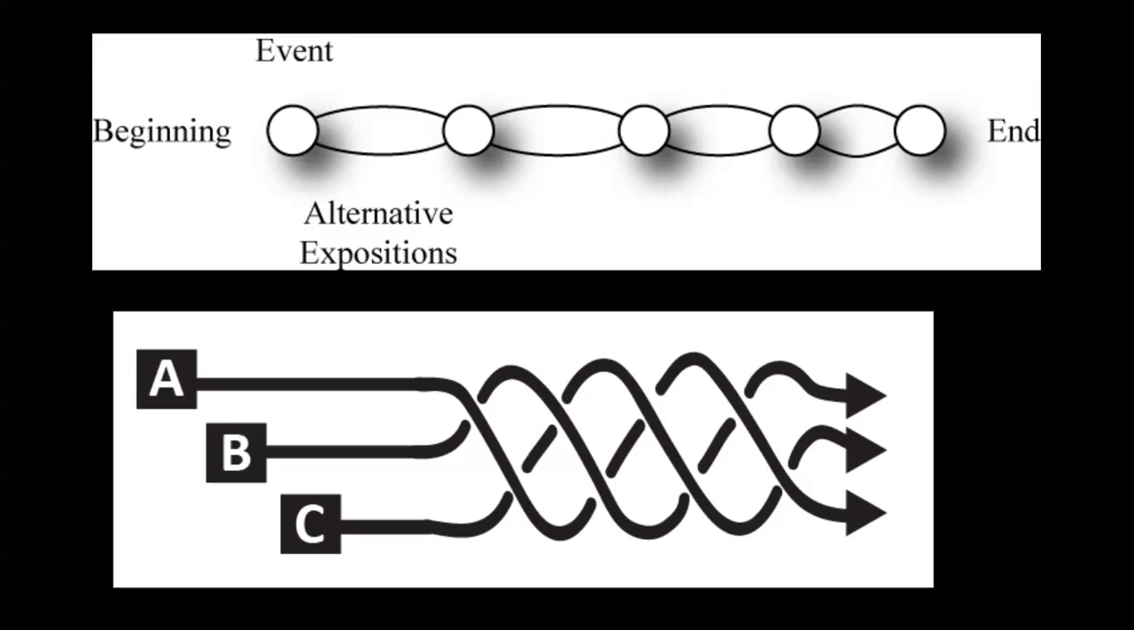So character A could be a nurse working at a hospital. Character B could be a shopkeeper selling goods, and character C could be a rich businessman, and they're all connected by one thing.